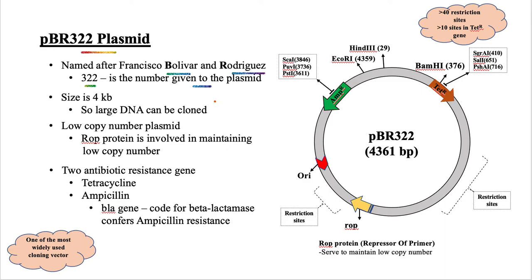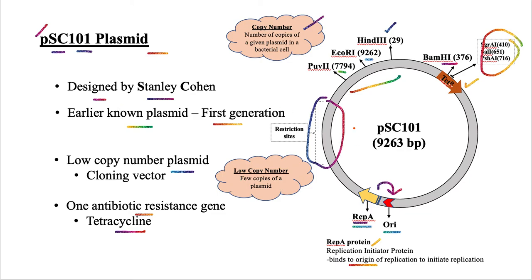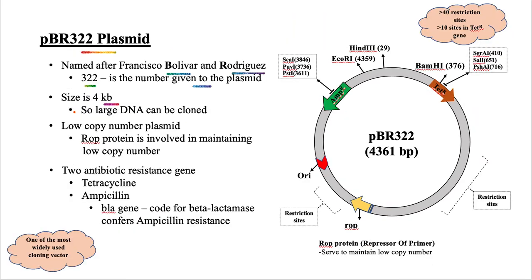So the size of this plasmid is 4 kb, and you have seen that in our previous plasmid pSC101, the size is 9260, so around 9.2 kb. But this one, the pBR322 plasmid, the size is very small. It is 4.3 kb, as compared to pSC101. It is also one of the low copy number plasmids, meaning that there are very few copies of this plasmid in a bacterial cell. And to maintain this low copy number, Rop protein is involved. I will discuss what Rop protein is.